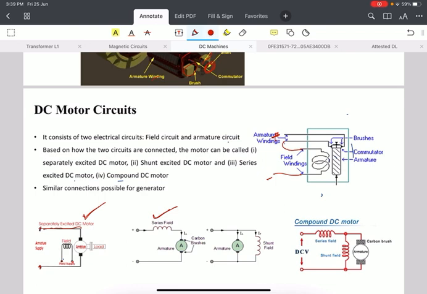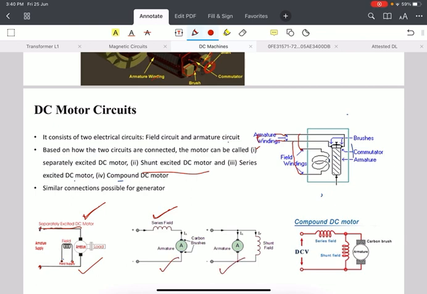If these windings, armature and field windings, are connected in parallel, if this winding is connected here and this winding is connected here and this is connected to the positive and negative supply, then those types of DC machines are known as shunt excited DC motors. So we have separately excited, we have series, and we have shunt.